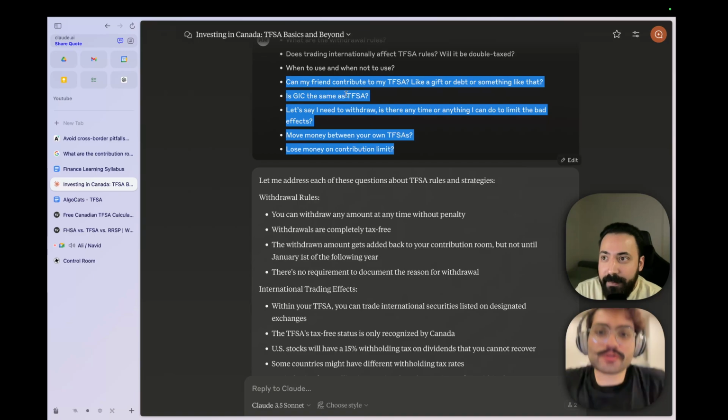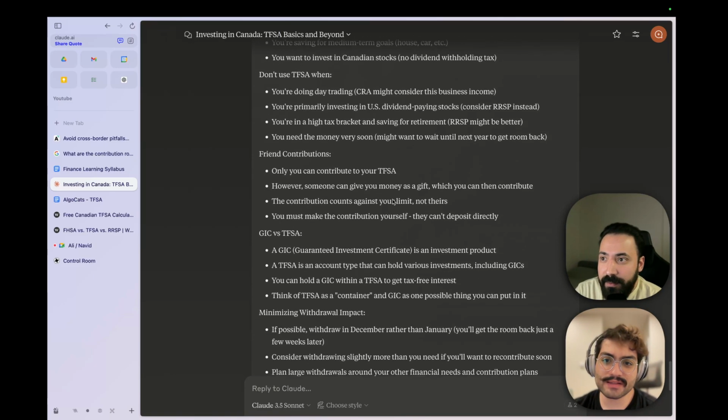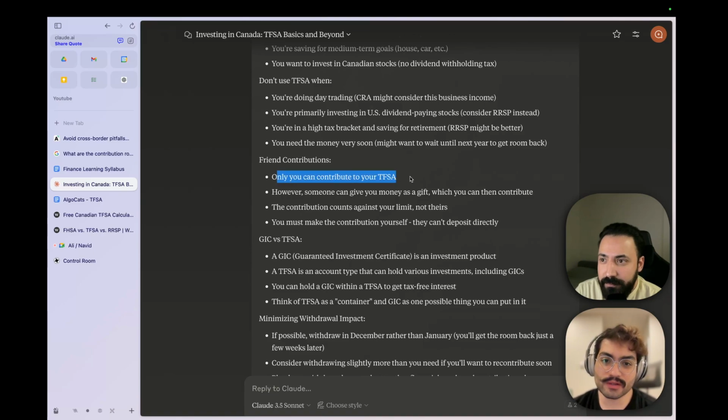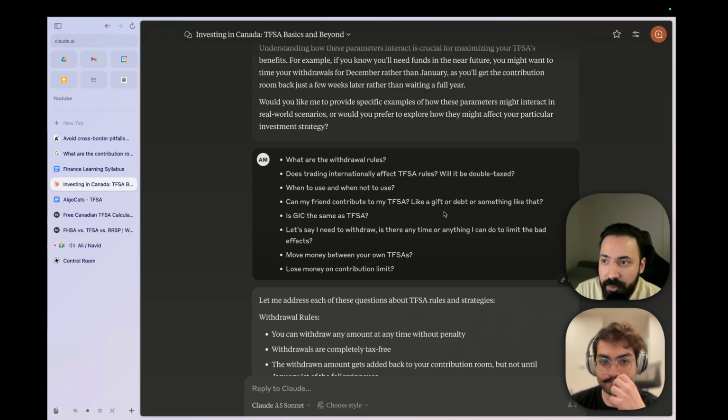Okay. So, can my friend contribute to my TFSA? So the answer to this is that only you can contribute to your TFSA. If they want to give you money as some gift, they can give you the money, you can contribute. So it makes sense. Correct. So they cannot contribute on your behalf. No. They're gonna give you the money and then you can do it yourself.